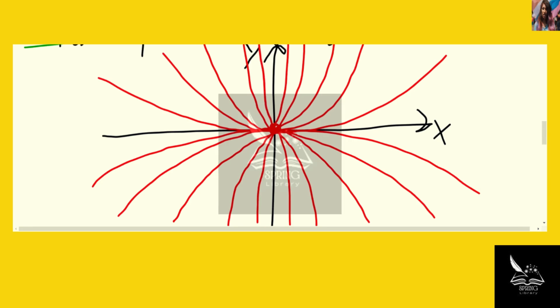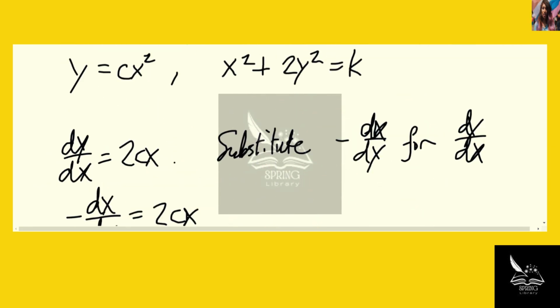The other family of curves, as I pointed out before, these are ellipses centered at the origin with a horizontal major axis.